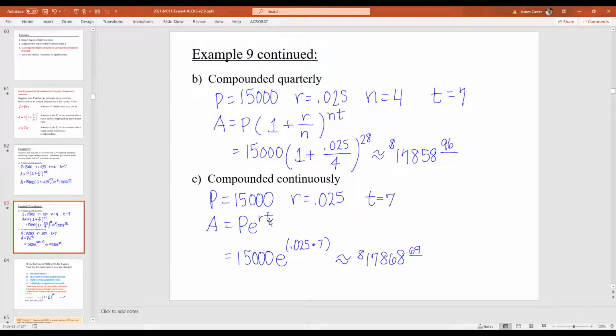Now, continuously, that means that we're going to do it continuously, infinitely many times. The amount 15,000 times e, and you would put in 15,000, you would hit that alpha E, the power sign, enter this just like it looks, equals. Continuously, you picked up another $10. So the more times that you compound, the more money you will earn.